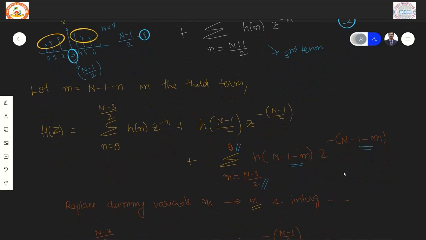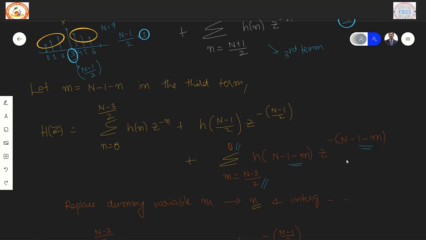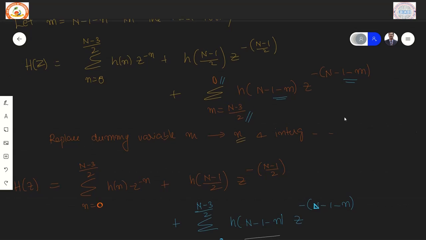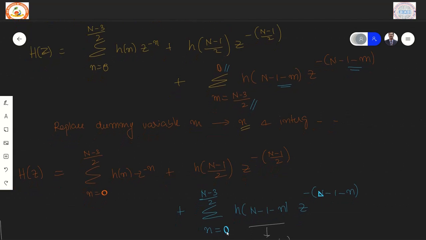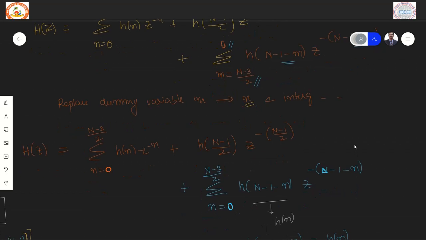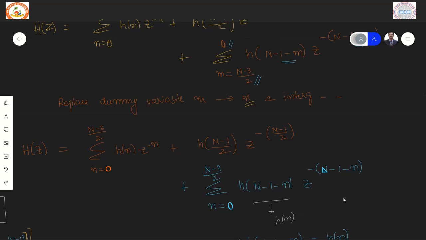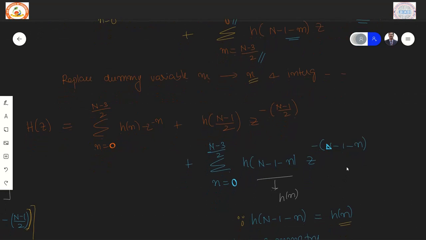We are aware that since m is a dummy variable, we can replace it with n, and we can also interchange the order of summation. Therefore, after doing both, the third summation now becomes n equal to 0 to (N minus 3) by 2, and here we have changed m to n, and here also m is changed to n. So these are the changes we have made. Now we have the three summations as shown here.